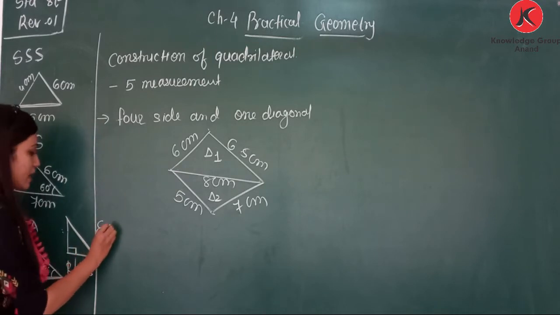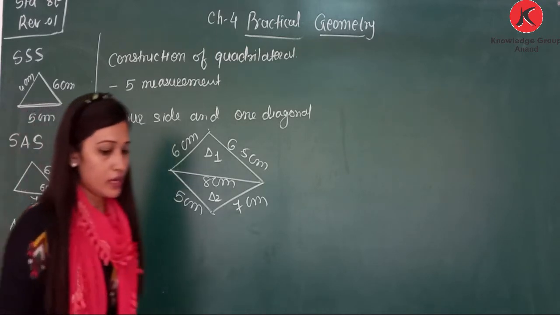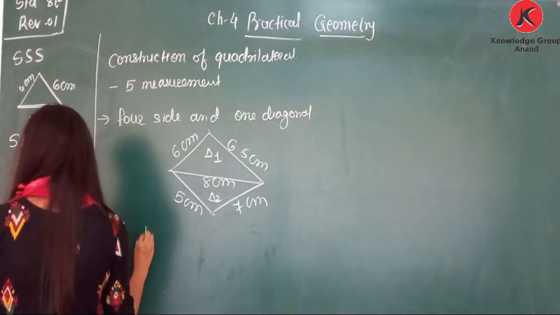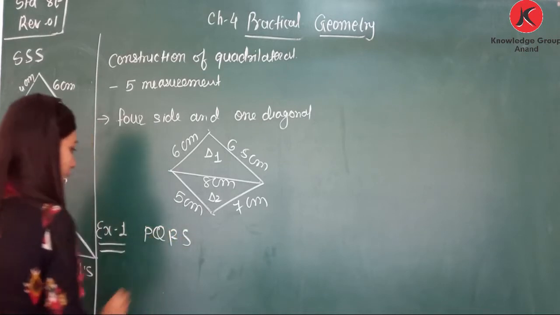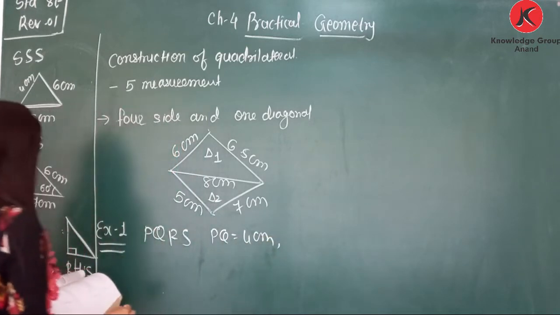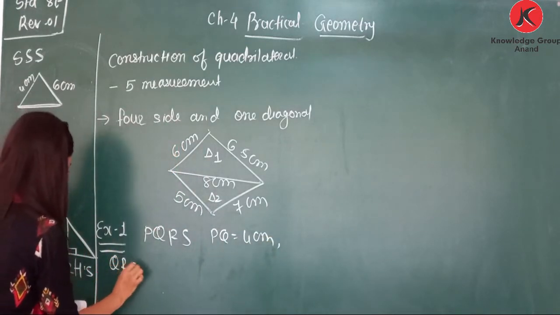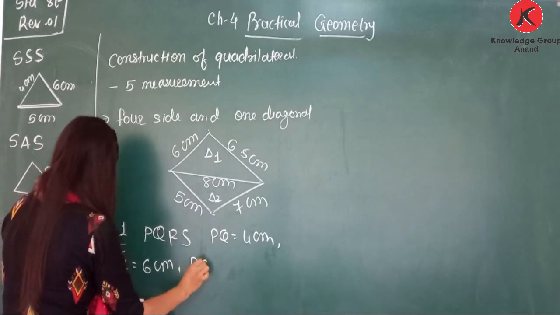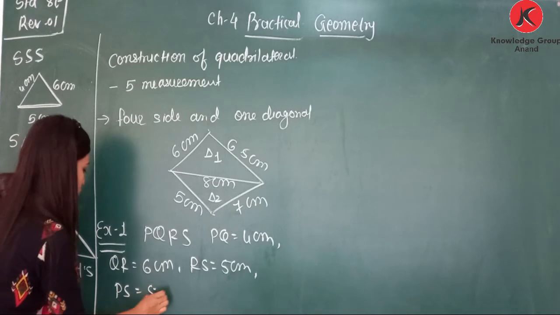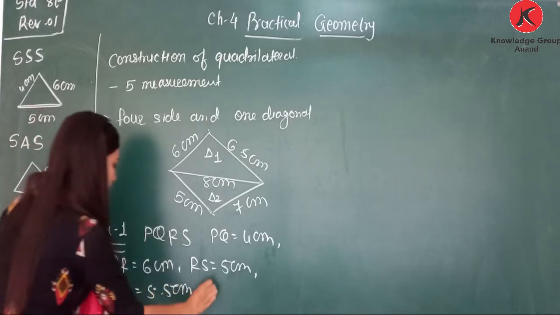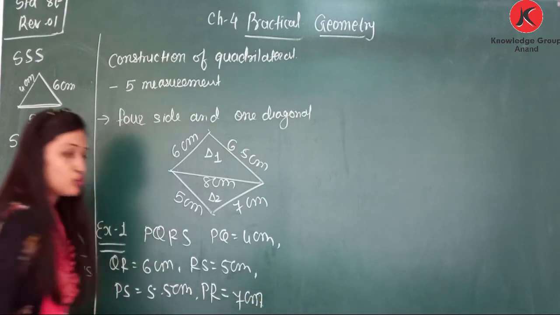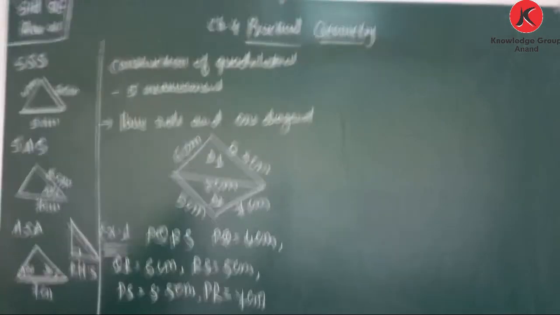So let's take example 1. Construct the quadrilateral PQRS. In that PQ is given 4 centimeter, QR is given 6 centimeter, RS is given 5 centimeter, PS is given 5.5 centimeter, and PR is given 7 centimeter. Now what you need to do? You need to construct the quadrilateral.